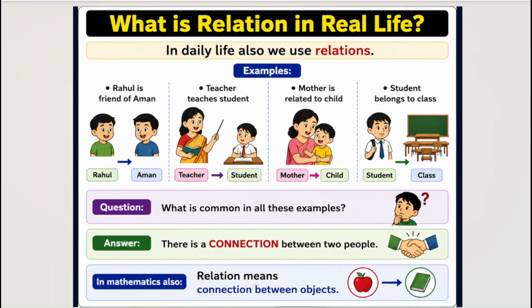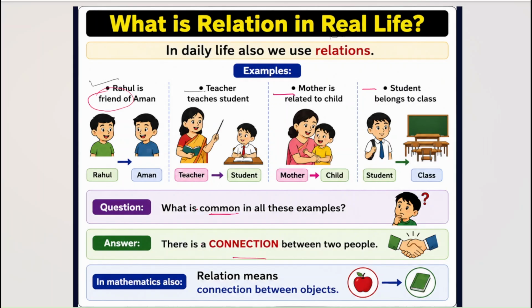Basically, the very first term that we are going to use is relations. So what exactly do we mean by relations in real life? For example, Rahul is the friend of Aman. Similarly, teacher teaches student, mother relates to child, and student belongs to class. What is common in all these examples? The common thing is the connection between two people. For example, Rahul is a friend of Aman, so the connection is a friend connection. So there is a connection between these two.